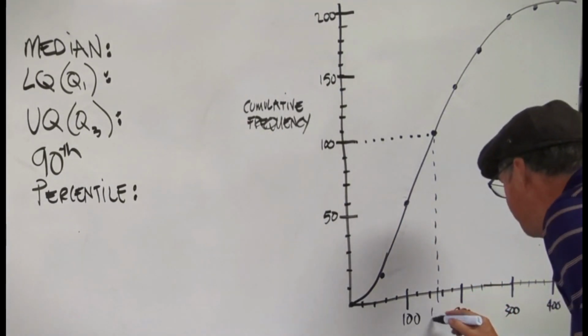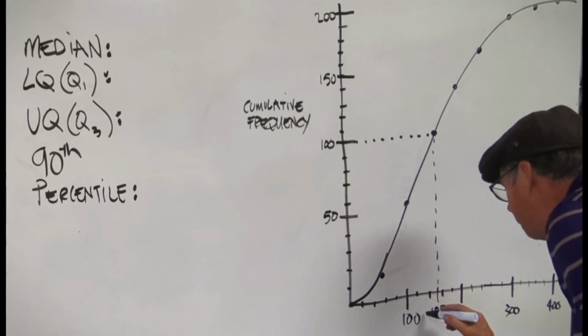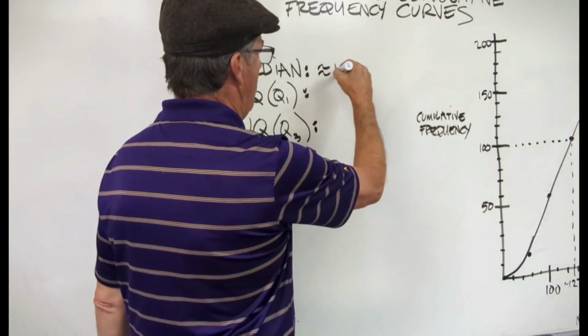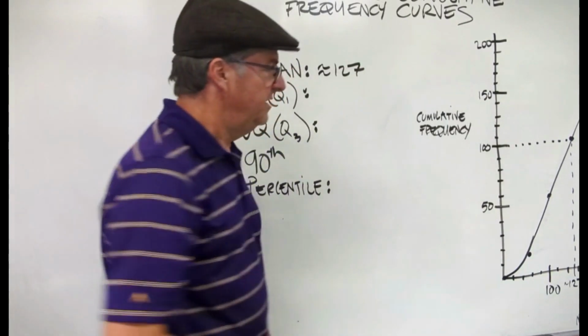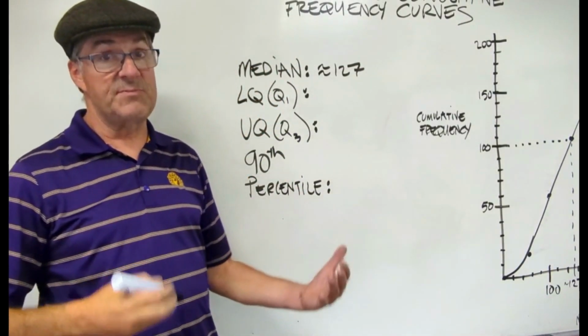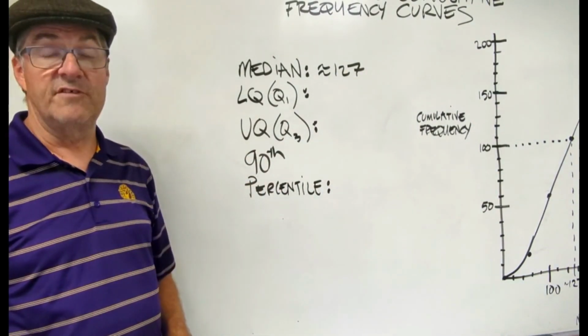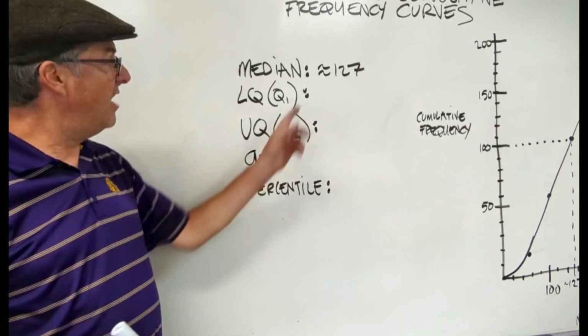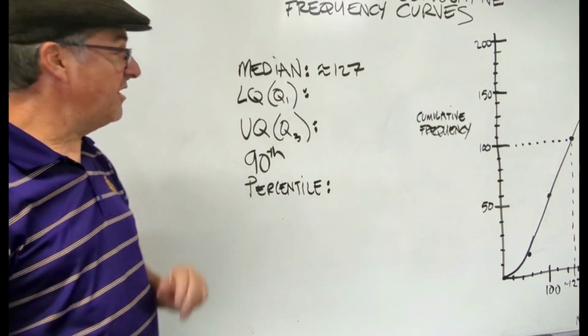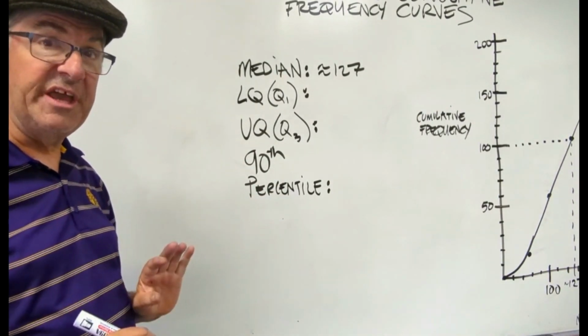and that's 127 approximately. So our median is approximately 127. So we got that right off the curve. So you might see some problems in your textbook that just give you a curve, and they're going to ask you to figure out what the median is. All right, so now let's figure out a few other things that we're used to looking up.